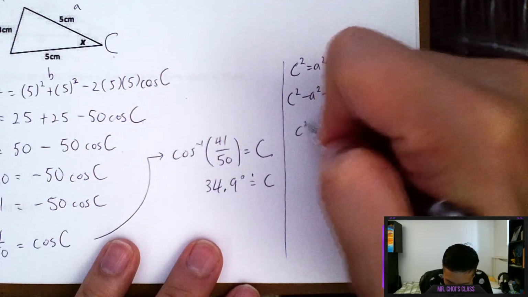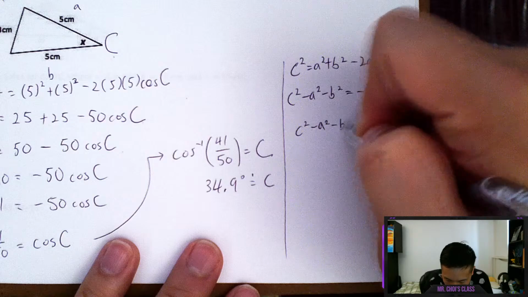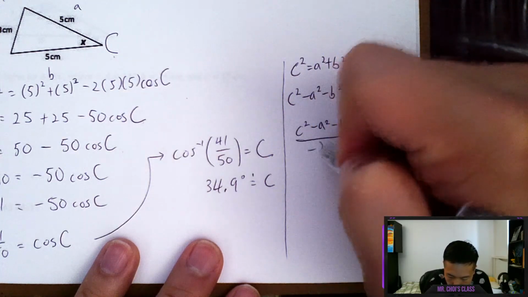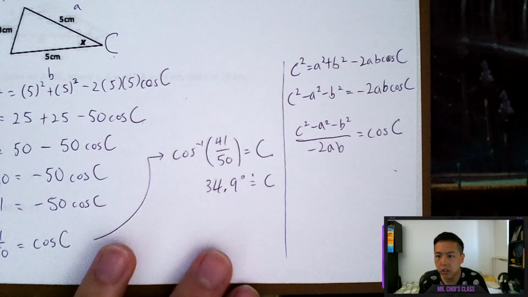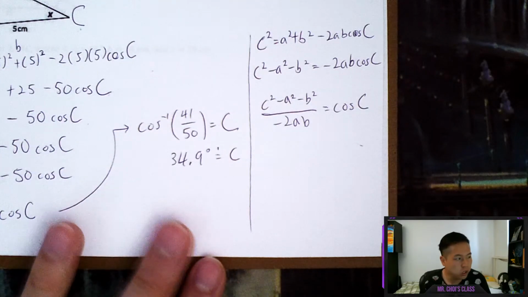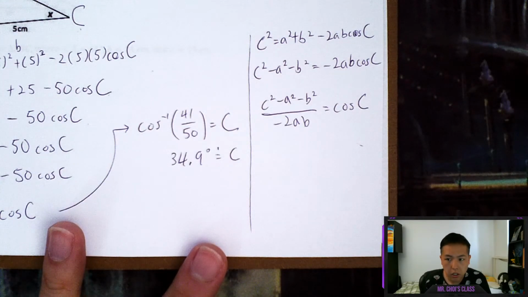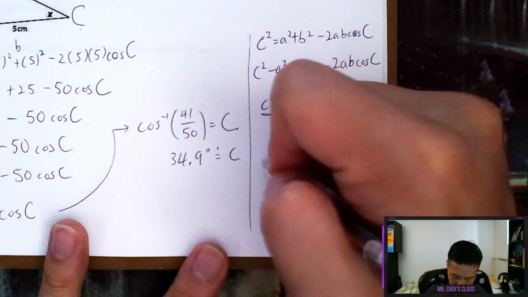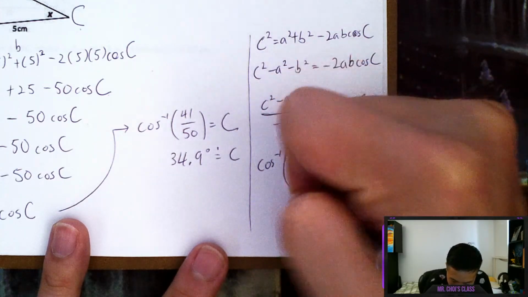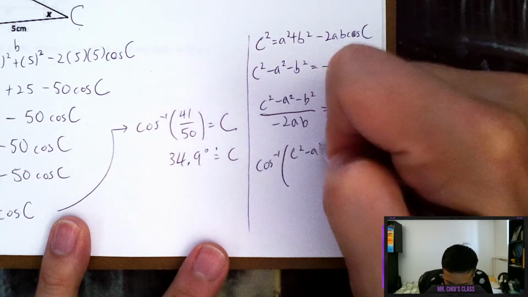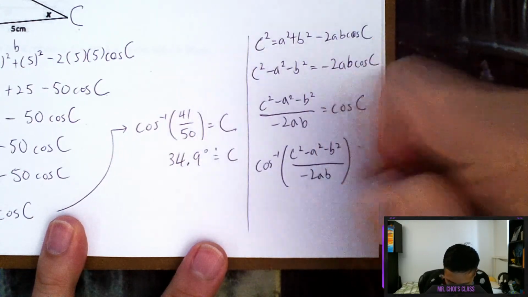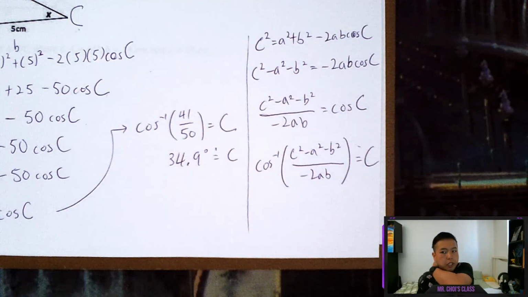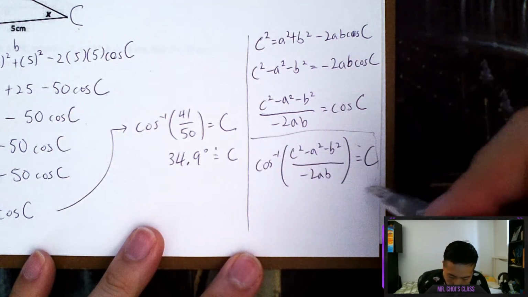So now I'm going to get c squared minus a squared minus b squared all over negative 2ab is equal to cosine c. And I think you can see where we're going from here. You can now cos inverse that fraction. And that equals angle C. And there's our formula. So this would be the formula to solve for the angle.